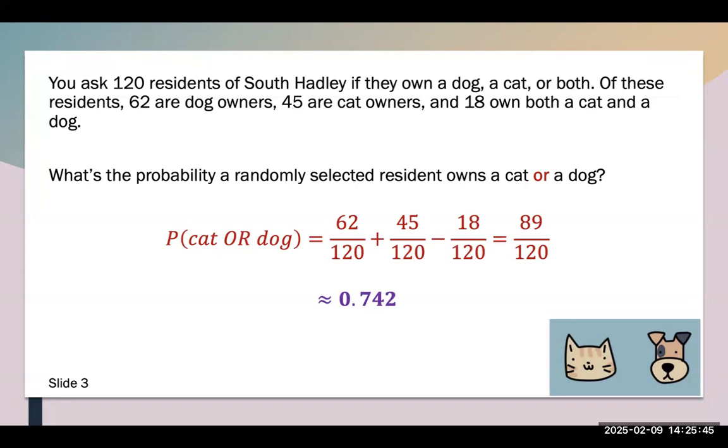So the probability of owning a cat is 45 out of 120. The probability of owning a dog is 62 out of 120. We add those two together, and then we subtract owning a cat and a dog, which we found in the last slide. It was 18 out of 120. And when we add these numbers all together, we get 89 out of 120. And the decimal approximation is about 0.742. So owning a cat and owning a dog are not disjoint events.